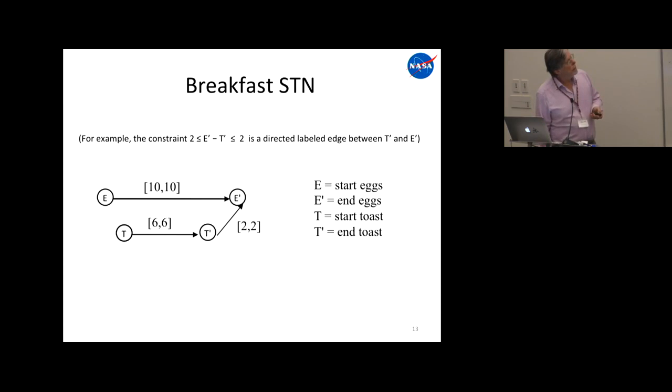Okay. How would you represent this? What if this constraint had a minus sign? It said -2, 2. What would that say? Exactly. It can be finished anywhere between 2 minutes before the eggs or 2 minutes after. Okay?